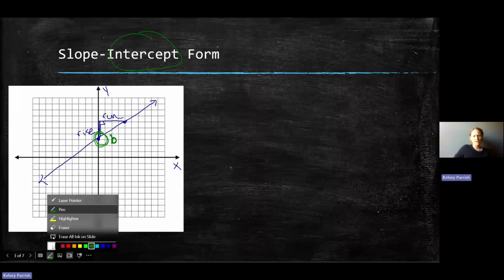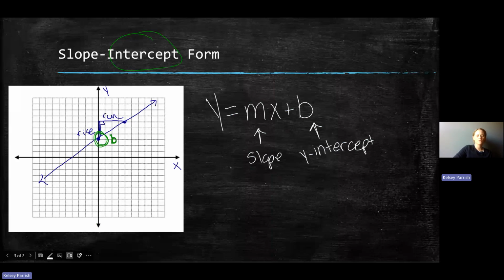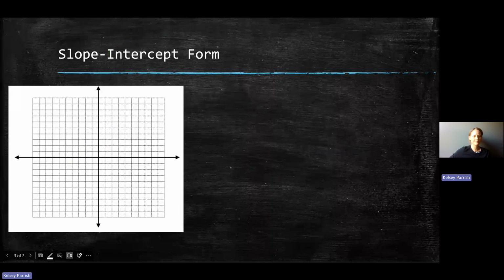Okay. But slope-intercept form looks much simpler than point-slope form. So there you have it. You have your slope and your intercept. Not just your intercept, but your y-intercept. This one, I would have to say, is much more commonly used than point-slope form, but you do need to be able to do both. So slope-intercept form is this guy right here. Let's look at some examples.